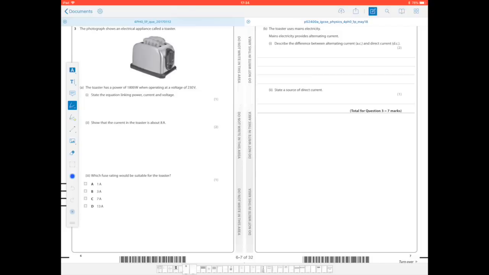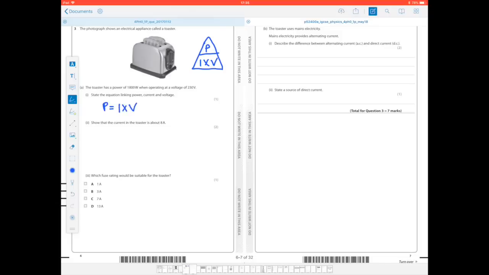3. The photograph shows an electrical appliance called a toaster. The toaster has a power of 1800 watts when operating at a voltage of 230 volts. State the equation linking power, current and voltage. So I'm going to put my formula triangle nice and out of the way over here. It's PIV, so P at the top, current and voltage in the bottom. So what is the equation? It is power equals current times voltage.